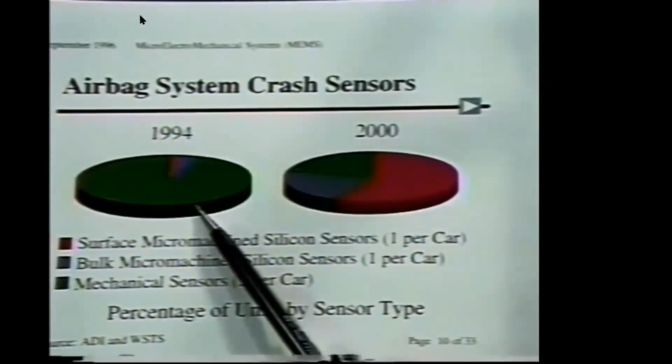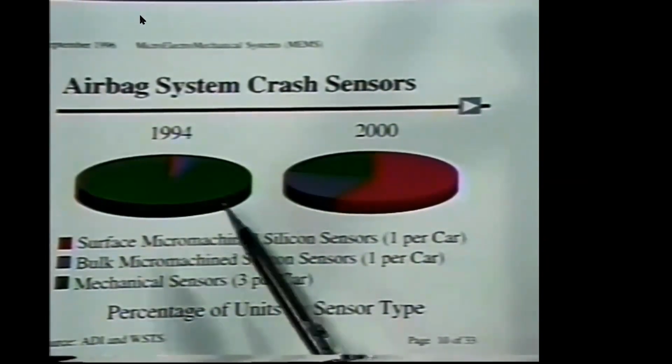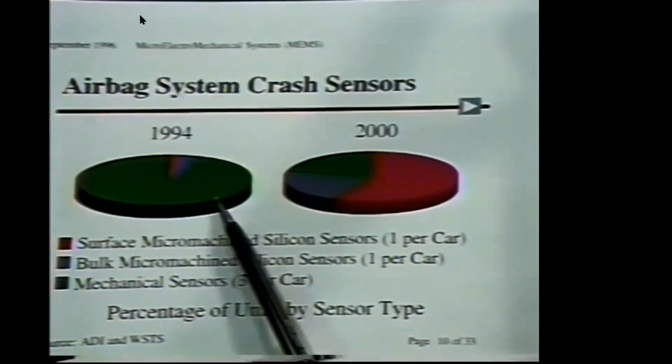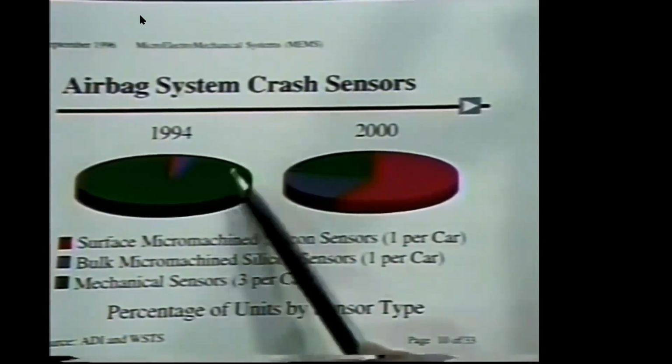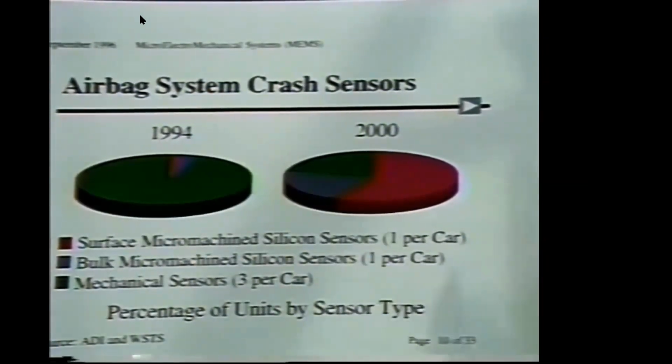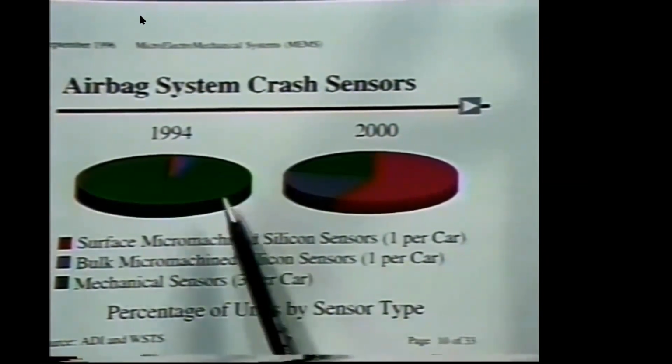Just a characteristic of the market that made this device especially attractive is that by 1994, there was nearly 100% penetration, shown in green, of mechanical airbag crash sensors into automobiles around the world. Either as a standard feature or an option, airbags are available on all 40 million automobiles.